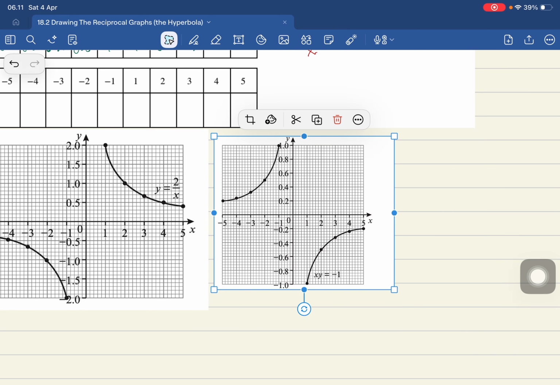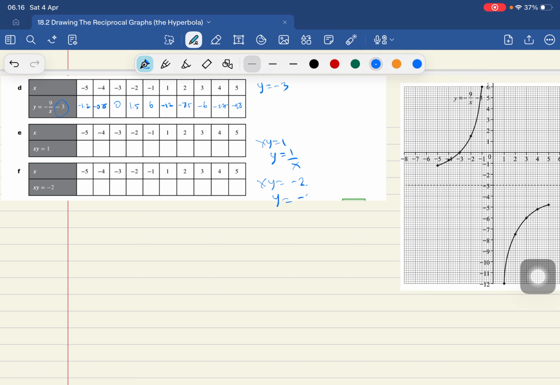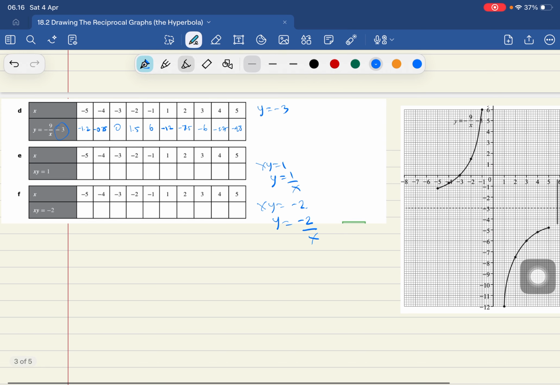You can just continue. So here I will give you, so just rearrange it. As we got xy equal to 1, it's going to be y equal to 1 divided by x. Okay. And next, we got xy equal to negative 2. So y is going to be negative 2 divided by x. So the same thing as before. So you can try it.